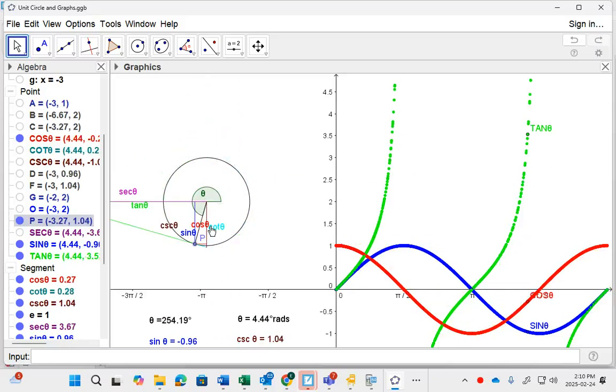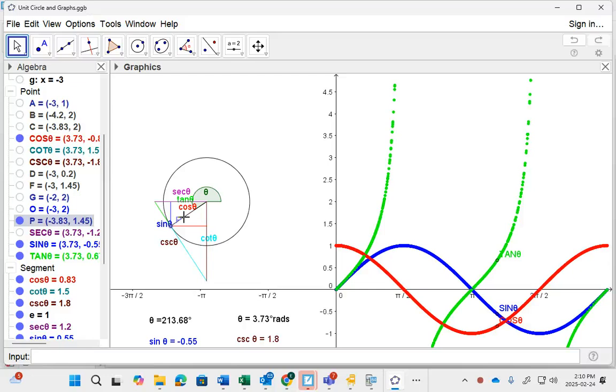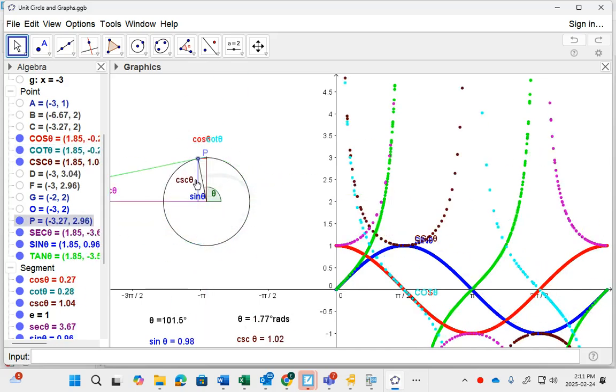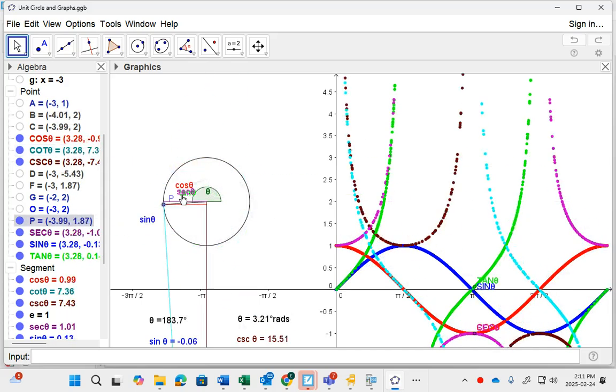Over and over again, you get the graphs. And eventually, not in the very last unit, but the unit after, we will also add the graphs of cosecant, cotangent, and secant. I'll just show them to you very fast. There they are.